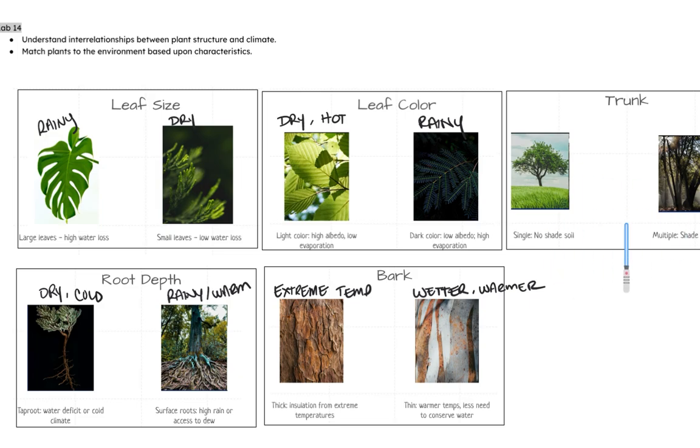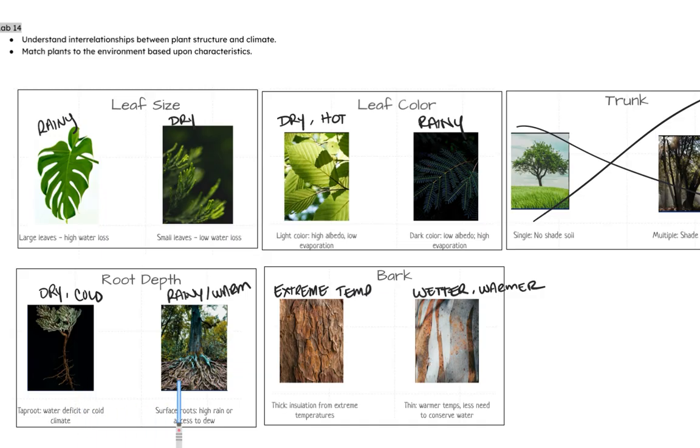And then the type of trunk has to do with how much shade it gets in the soil. This one is not going to be on it, so you can cancel that one out. Basically, you're going to get a picture or 2 pictures of plants, and you're going to just have to infer something about the environment based upon its characteristics.